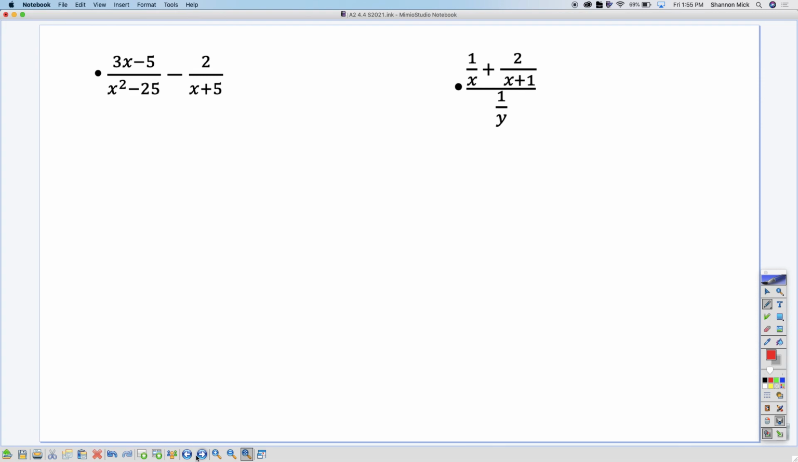Okay, 3x minus 5 over x squared minus 25 minus 2 over x plus 5. I think I want you guys to try this one on your own. You're going to make that 2 a what? Negative 2. Yeah. Write it on your paper.